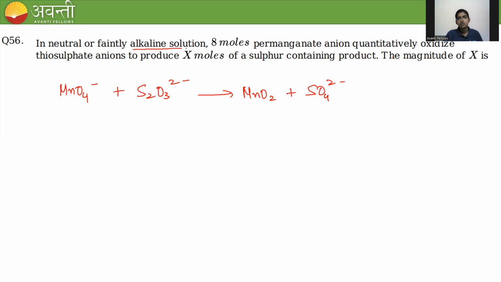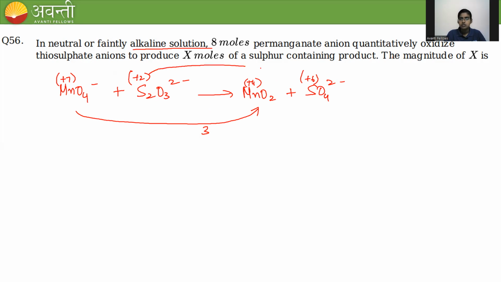Because in alkaline solution, MnO4 in +7 oxidation state can be reduced to +4 only. Only in acidified solution can it be reduced from +7 to +2. But in case of faintly alkaline solution, +7 to +4 only happens for manganese. And the oxidation state of sulfur here is +2 and here it is +6. Now if you see the change in oxidation state, manganese is going from +7 to +4, that is it is gaining 3 electrons, and here from +2 to +6 sulfur is losing 4 electrons.